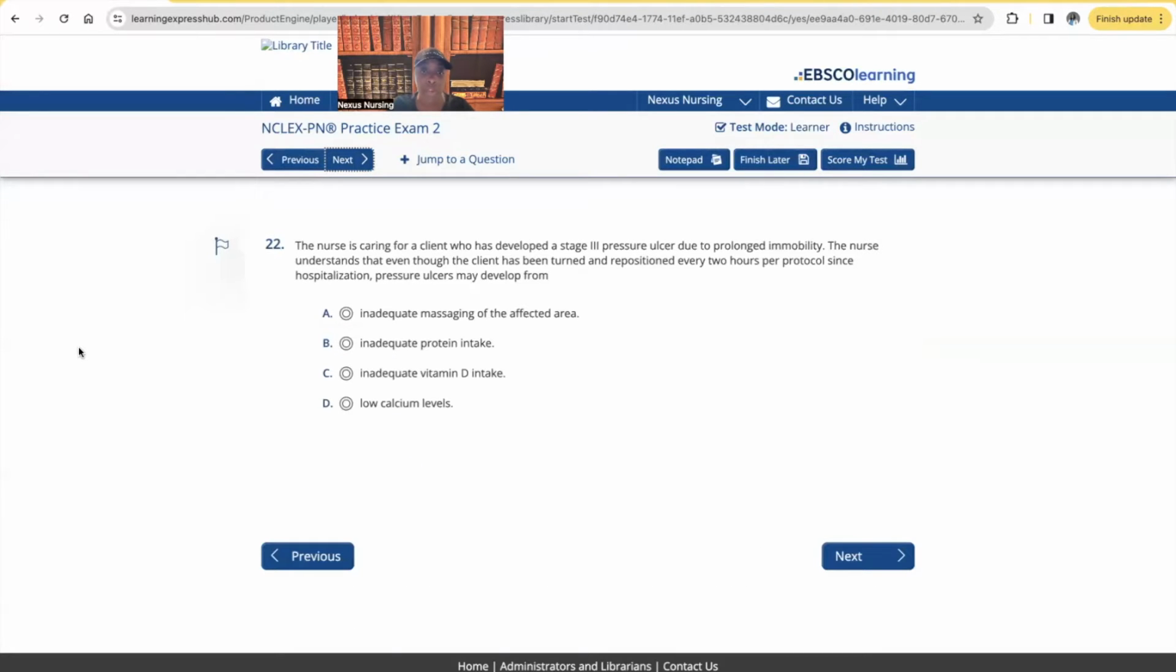The nurse is caring for a client who developed a stage 3 pressure ulcer due to prolonged immobility. The nurse understands that even though the client has been turned and repositioned every 2 hours per protocol since hospitalization, pressure ulcers may develop from: A, inadequate massaging of the affected area, B, inadequate protein intake, C, inadequate vitamin D intake, or D, low calcium levels. What do you guys think?